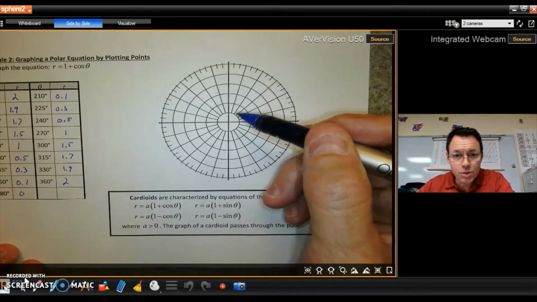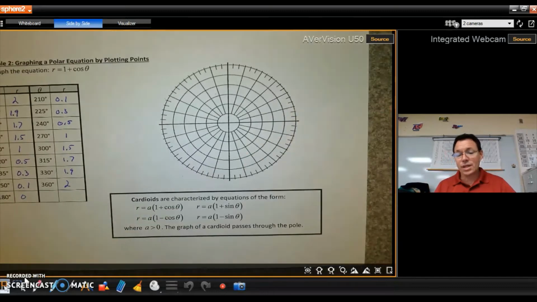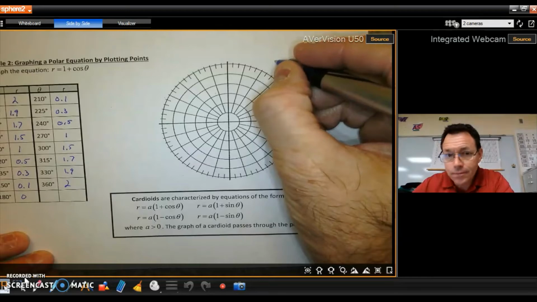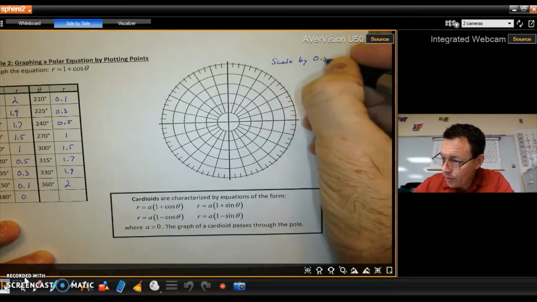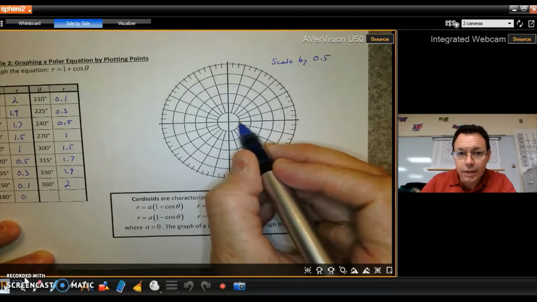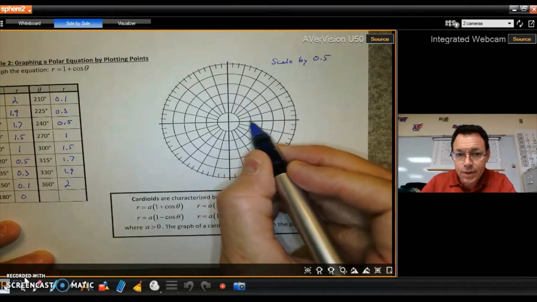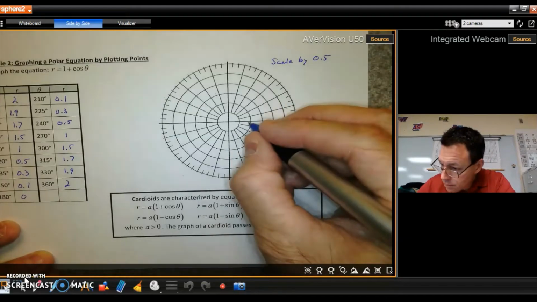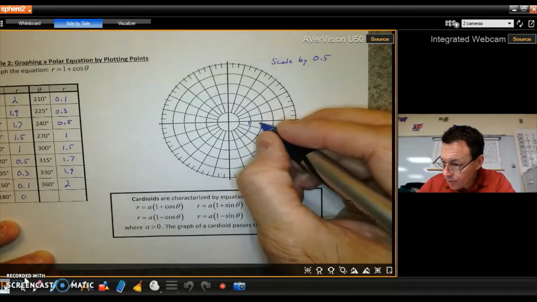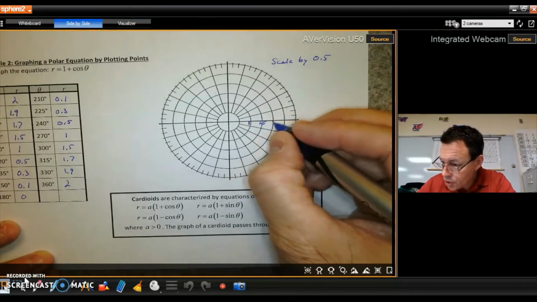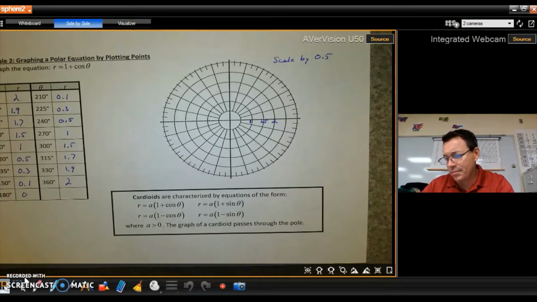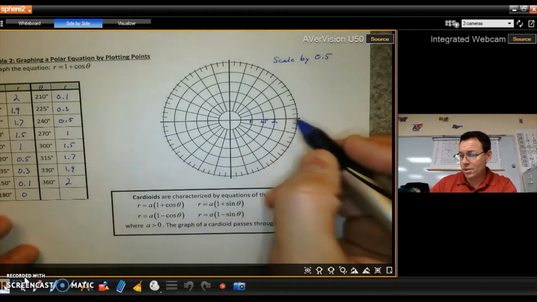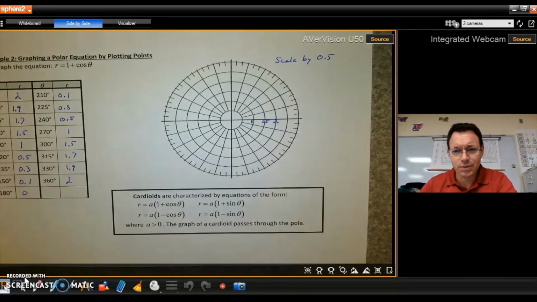So another thing we can do is we can scale this. Okay, just like you can scale an X and a Y to make things fit better. Okay, I'm going to scale this. Scale by 0.5. So this is not 1. This is going to be 0.5. This is going to be 1. This would be 1.5. This would be 2. And that's as far as I need to go. Technically, I could have scaled it by a third, I guess. And then this could have been 2 out here, but that would have been even trickier.